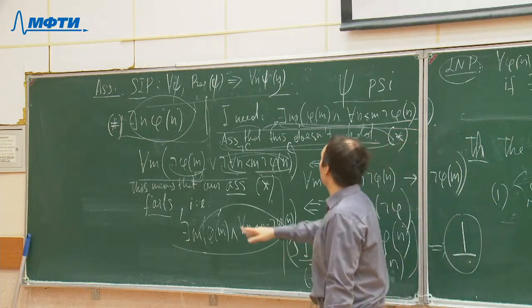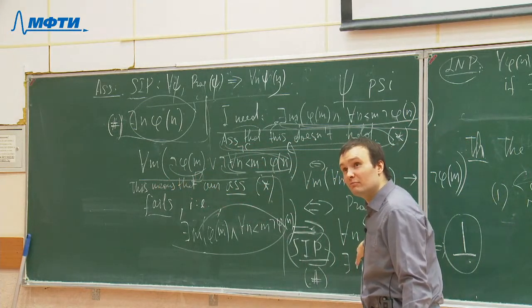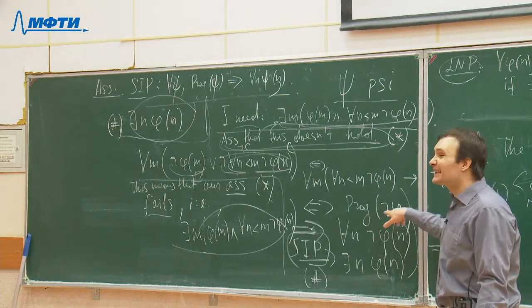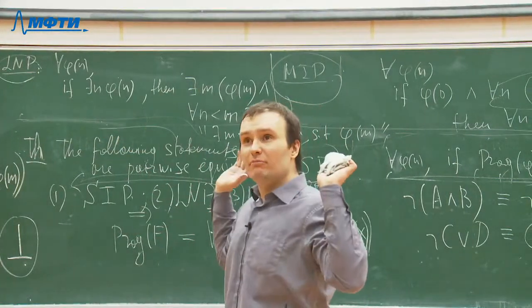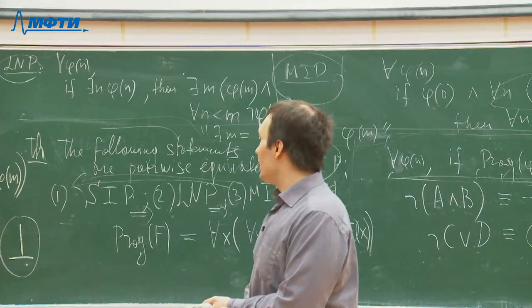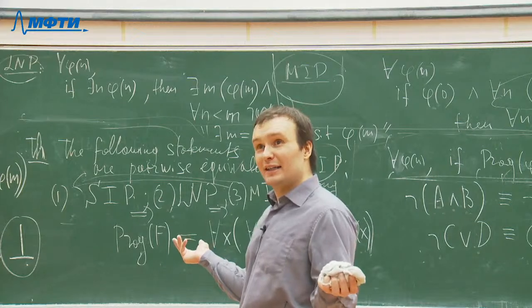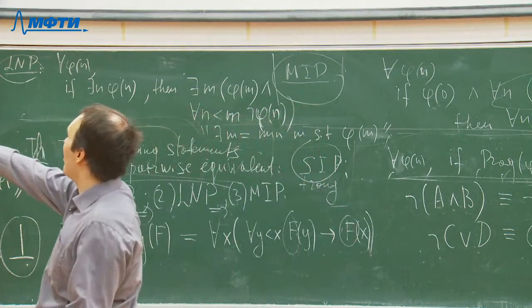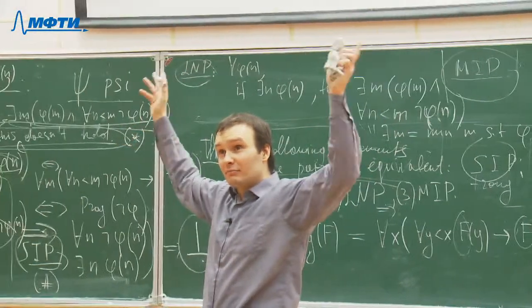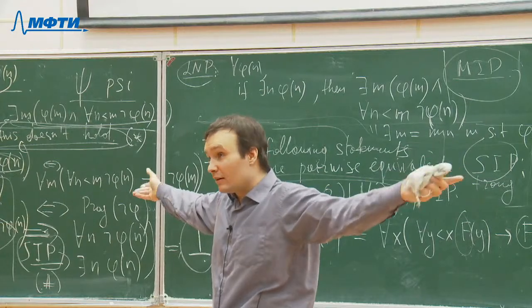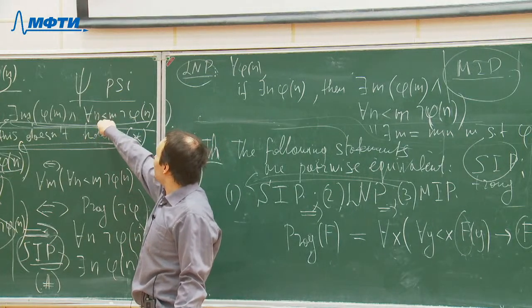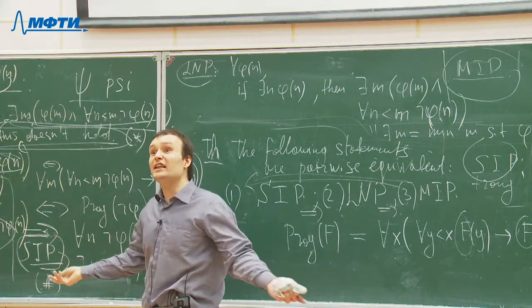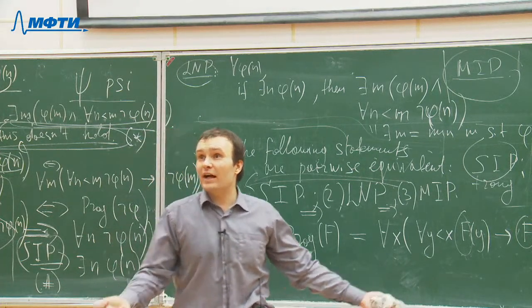We have assumed that there is no least number. Then we transformed this assumption logically, and we have got exactly the progressiveness property for not phi. Using SIP, we concluded that no number satisfies phi, which contradicts our assumption that at least some number does satisfy. So we have got a contradiction when we assume that this is not true. Hence, it is true. Is it clear? Any questions, please?